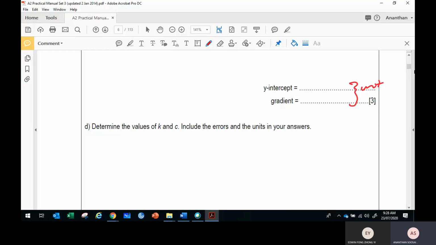After that, you might use the gradient value to calculate something else. For example, part D. I think you are already in part D. Part D: find the value of K and C. Include errors and units in your answers. So K and C. You know the y-intercept, you know the gradient. Can you find K and C?